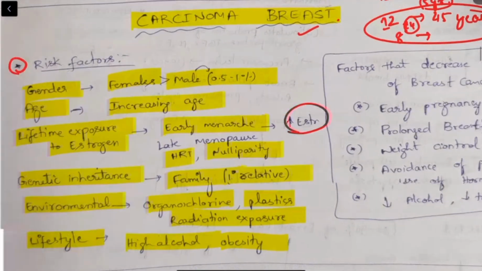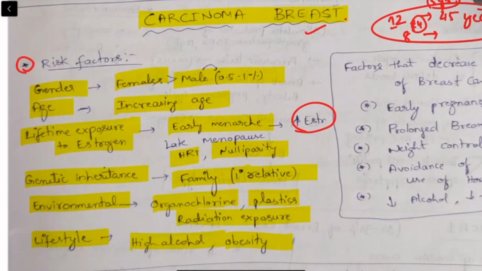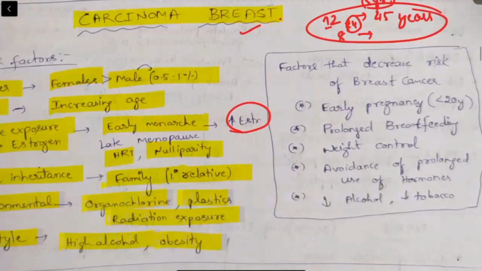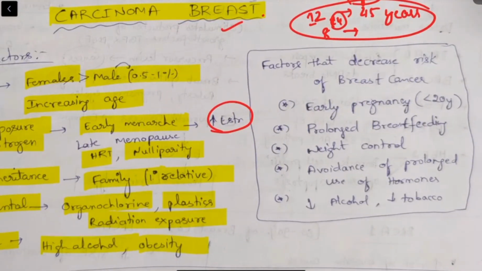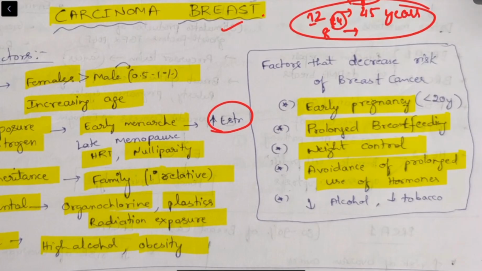Similarly, just like there are risk factors which can increase the risk of developing CA breast, there are certain factors that decrease the risk of developing CA breast, which are early pregnancy, prolonged breastfeeding, weight control, avoidance of prolonged use of hormones, like hormone replacement therapy should be avoided, and reduced alcohol, reduced tobacco content and reduced radiation exposure.